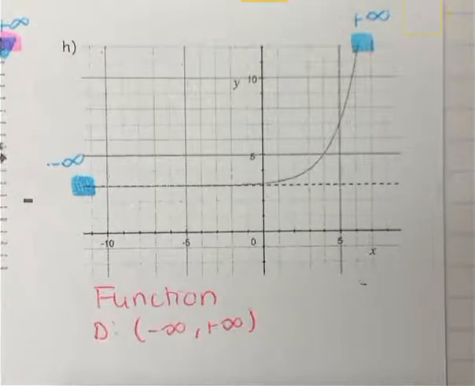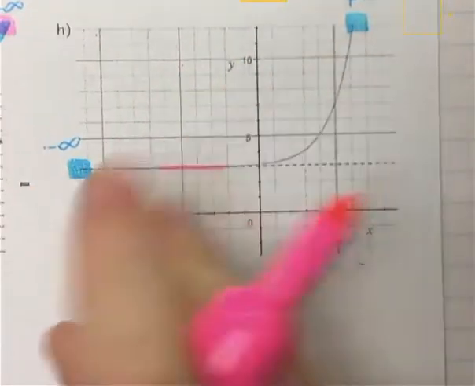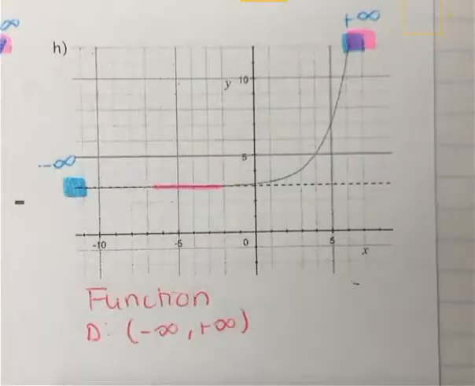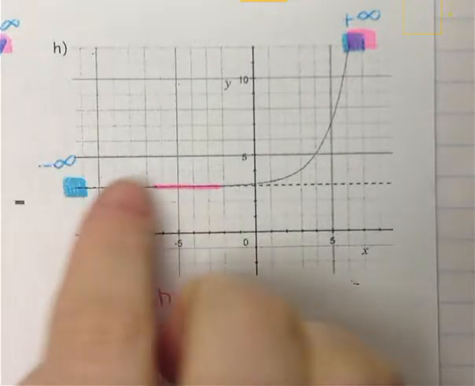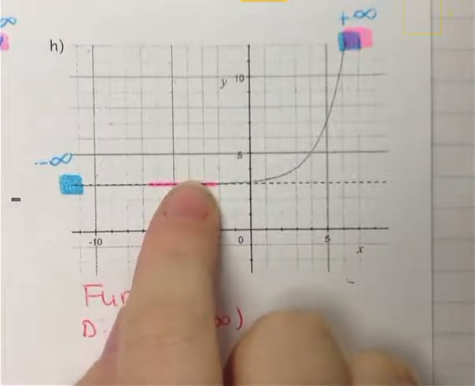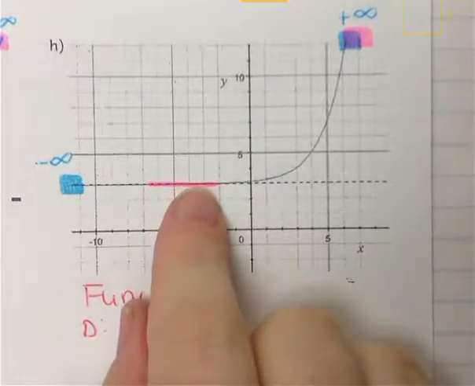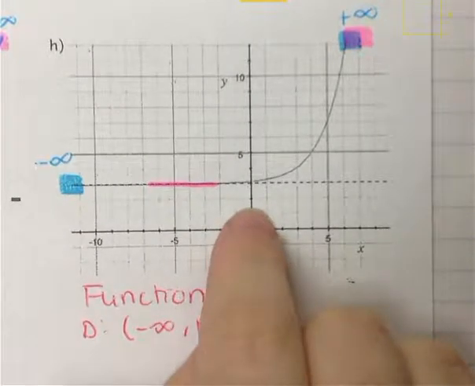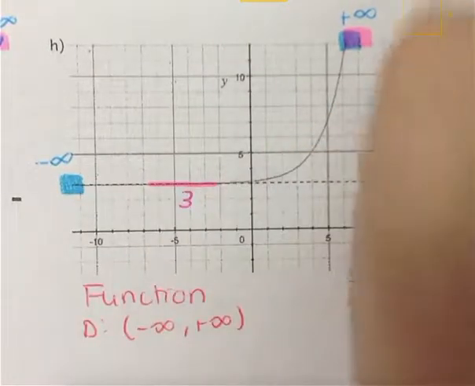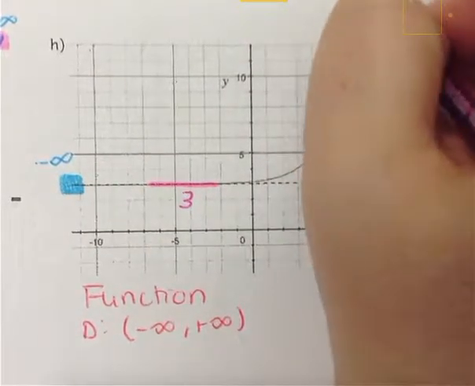Our range. The lowest y value is here because it doesn't go below that. Our highest y value is this arrow that's up here. What we need to know is, what is this number, and will it be open or closed? Will it be solid or not solid? So this is at 1, 2, looks like it's at positive 3. That's that y value. And this one will go to positive infinity.